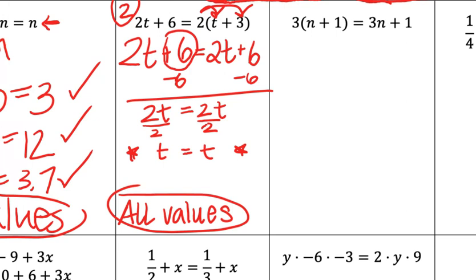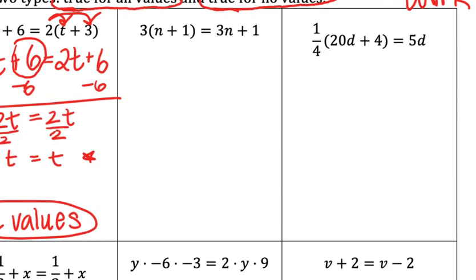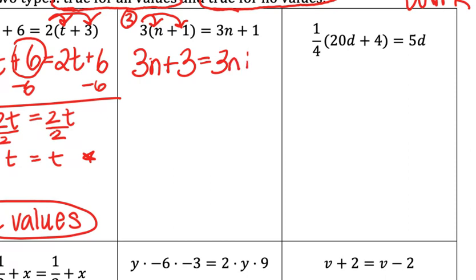All right, let's go on to number 3. So for 3, we're going to go through the same type of process. Let's simplify. So I'm going to distribute this and become 3n plus 3 equals 3n plus 1. So take a second and see if you can predict, without solving, can you predict what is going to happen? Will we have all values equal or no values?